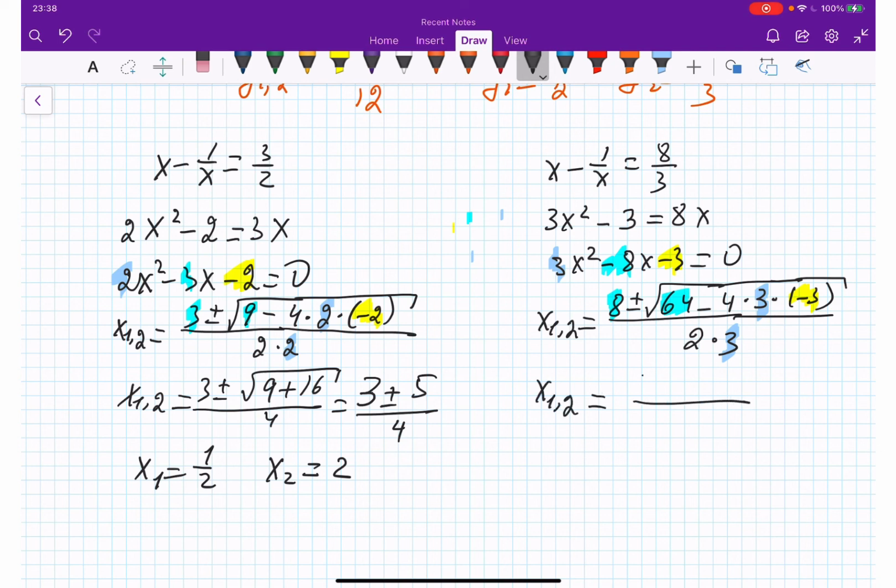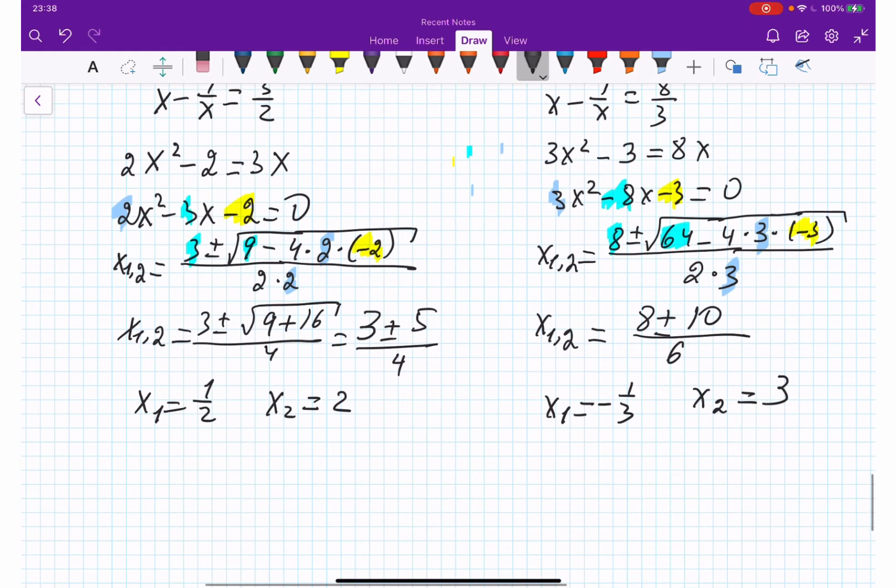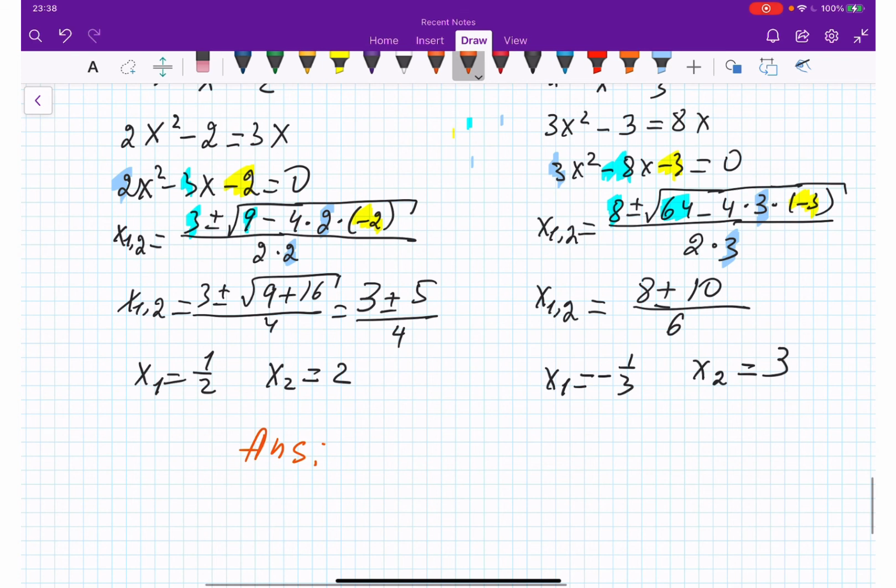x12 is equal 8 plus minus, let's see, 4 times 3 is 12, 12 times 3 is 36, it's going to be plus 36 because we have two minuses. 64 plus 36 is 100, so square root of 100 is 10 divided by 6. So x1 is equal negative 1/3, x2 is equal 3. And hallelujah, we arrived to the solution. Answer is going to be, I'm going to write down in the ascending order.